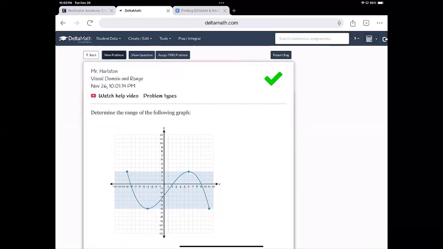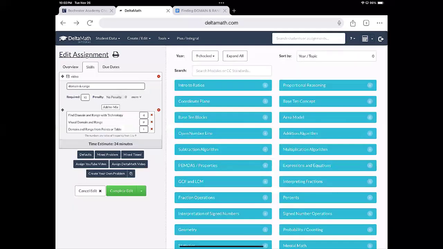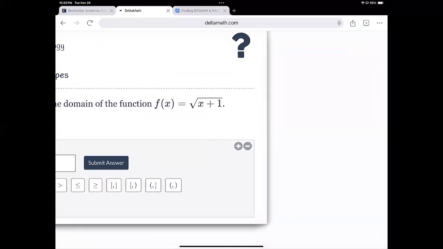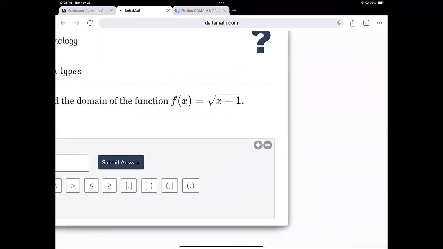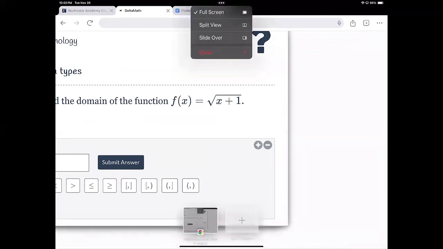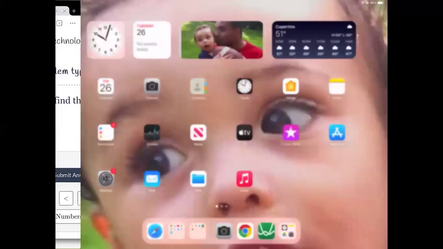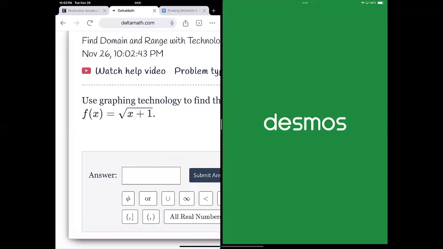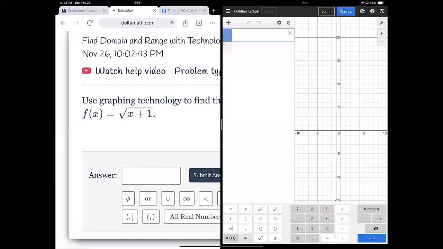Now, I'm going to show you it's going to be the same process even when you use a calculator. All right, so let's go. We're going to go back and we're going to do some of these that require a graphing calculator. So now, here, we're going to find the domain of this function, the square root of x plus 1. Now, we need a graphing calculator, so I'm going to go get one. It's going to be Desmos. And now I'm just going to enter this function, the square root of x plus 1.